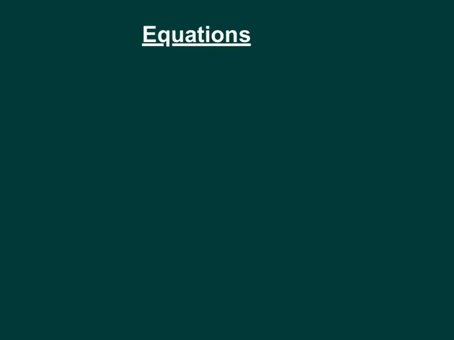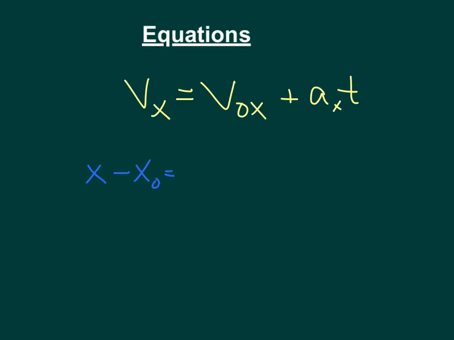So there are three motion equations we're going to use. And I'm going to use subscript x, but you can use whatever subscript x or y that you need. The first one is your final velocity is equal to your initial velocity plus your acceleration times time. Your second equation, which turns out to be one of the more useful ones: your x final minus your x initial equals your initial velocity in that direction times time plus 1/2 a_x t squared.